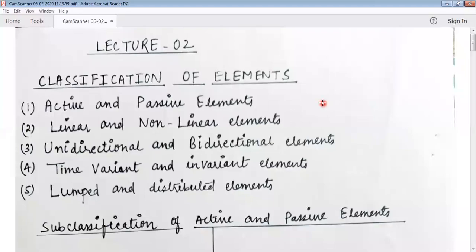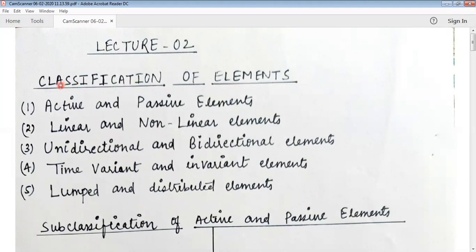Hello students, so let's start lecture 2 of network theory. Last class in lecture 1, I discussed very basic terms which are used in network theory, and how to identify the load and source in a given electrical circuit. Today, let's start with the classification of electrical elements.